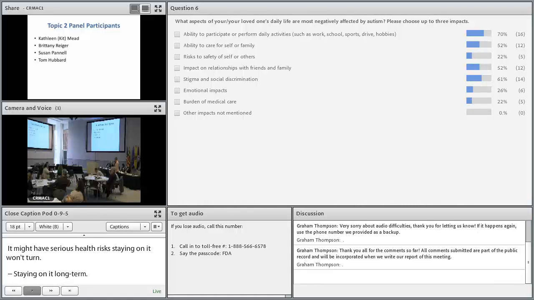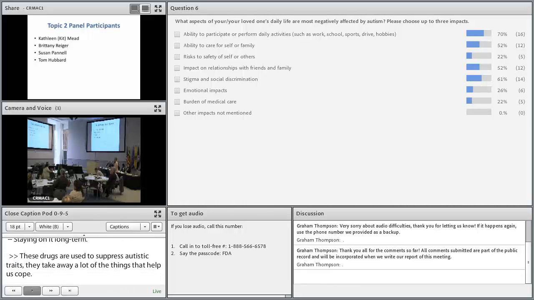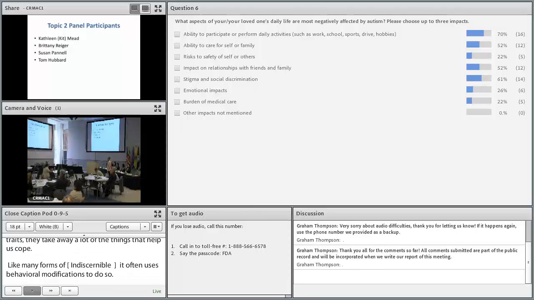These drugs are often also used to suppress autistic traits, and when I say that, I mean they take away a lot of the things that help us cope, like many forms of stimming. We've discussed what stimming is. It's what a lot of other autistics, myself included, call self-stimulatory behavior, and it often uses behavioral modifications to do so. Therapies intended to suppress autistic traits hurt autistic people.